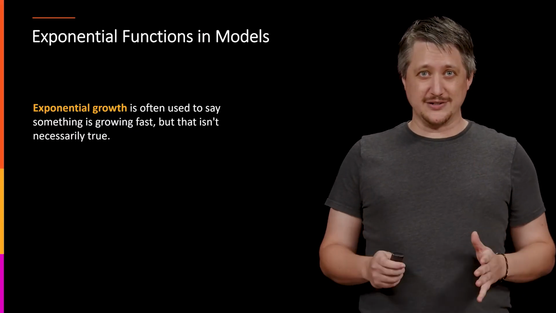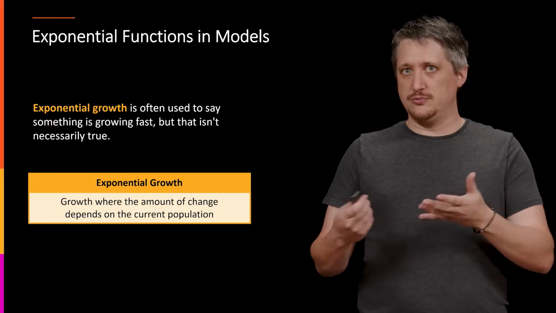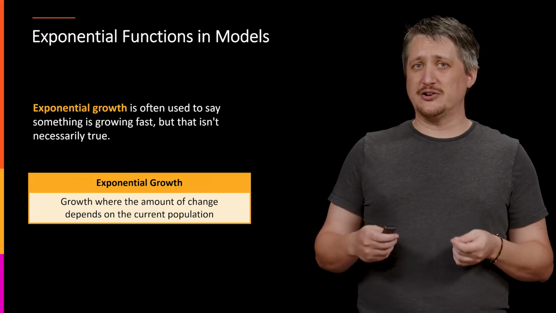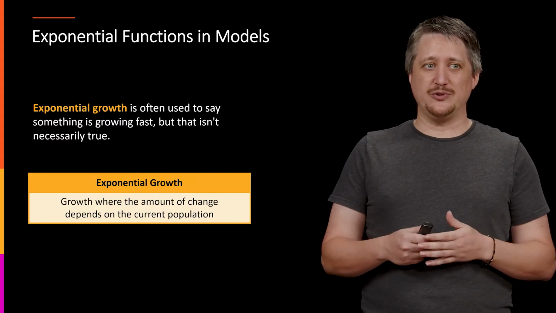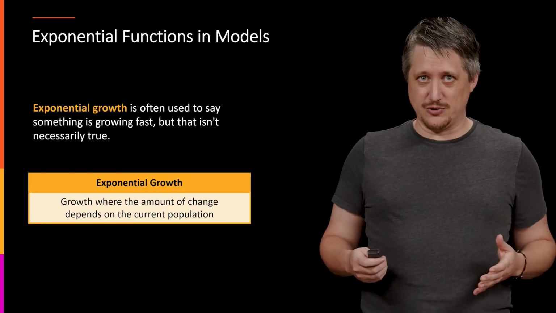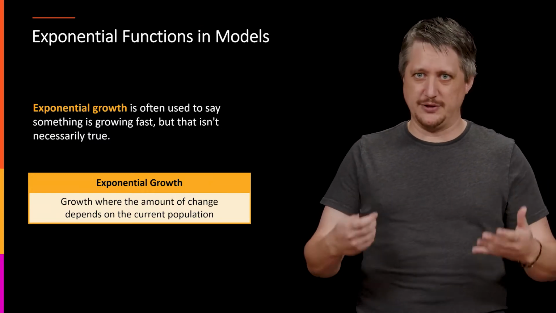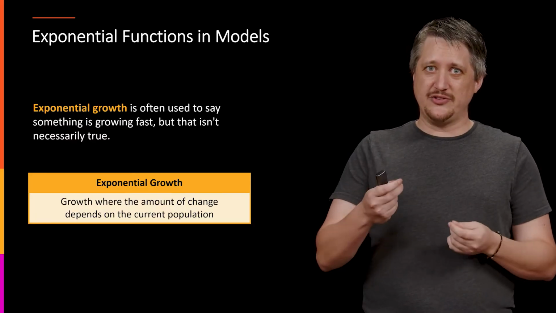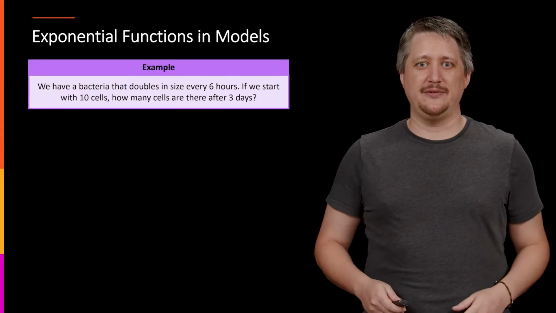So to be very clear, when we talk about exponential growth or exponential decay, this is growth or decay where the amount of change each time depends on the current population. If you have something that just grows a lot every time, that's not exponential growth. If something grows because it is doubling or tripling or getting cut in half, these are numbers that reflect the actual amount that you're looking at.